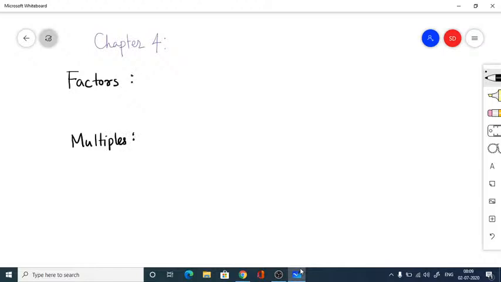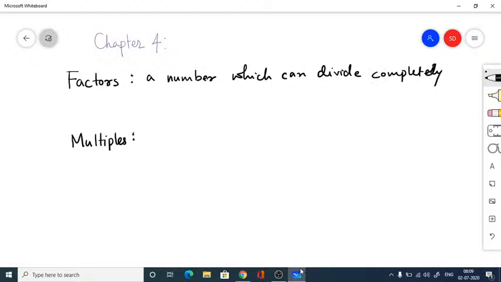What is a factor? A factor of a number is that which can divide the given number completely, without a remainder.